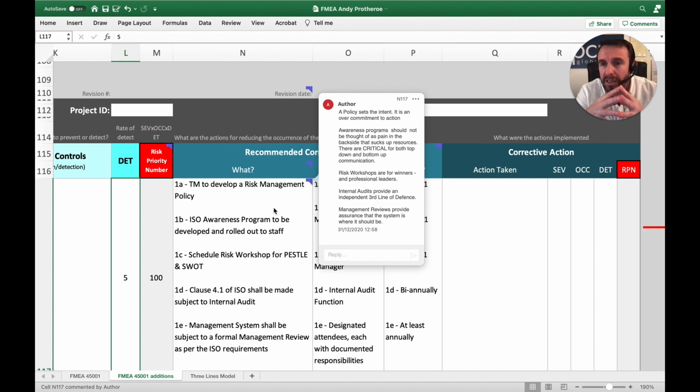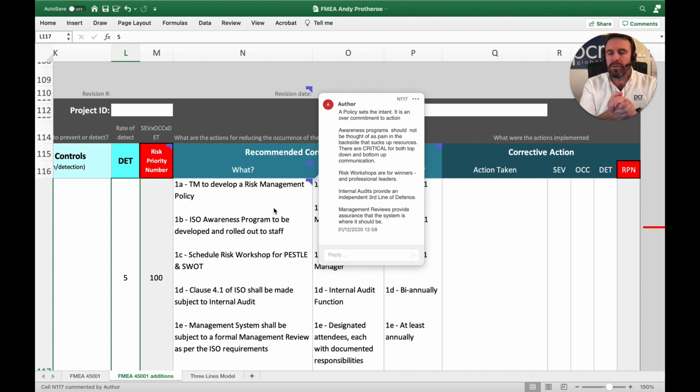Really important. Again, how much effort do people put on internal audits? Usually handed off to the quality guy, handed off to the safety, environmental, or even sometimes security guy. But they are so important. They're going to feed the top management, feed the board as well with that, and they're going to give them that independent assurance. Management reviews provide assurance that the system is where it should be.